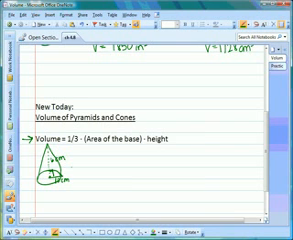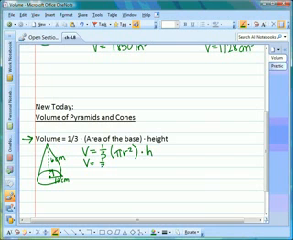Okay, so there's our cone, and we're going to go ahead and fill in what we need. So we start off with our formula: volume equals 1/3 times area of the base. Now area of a circle is pi r squared. And then we're going to multiply times height. From there we need to fill in our numbers.